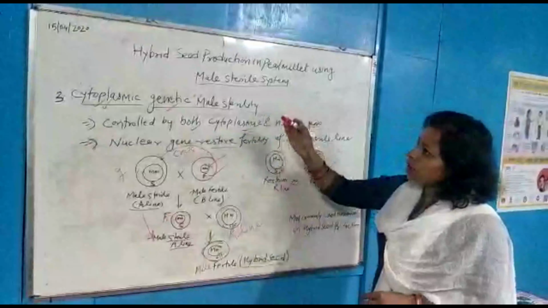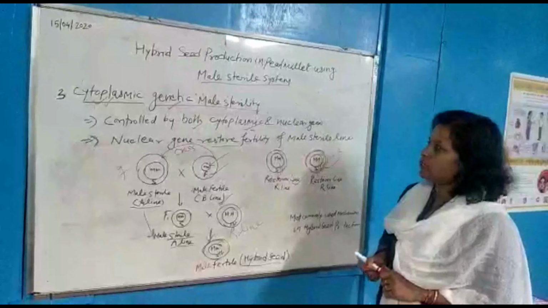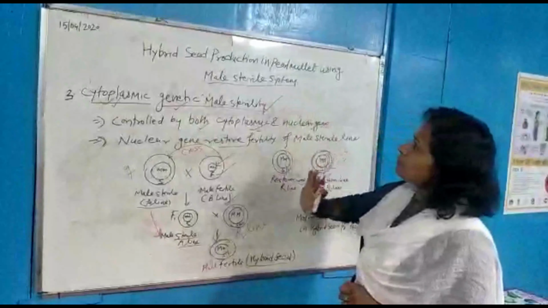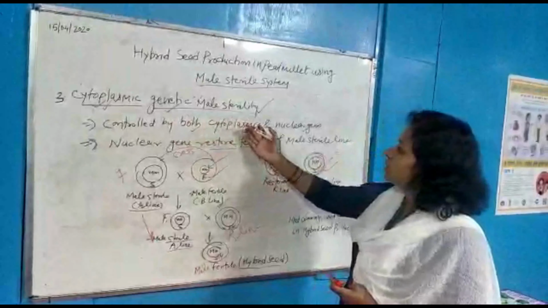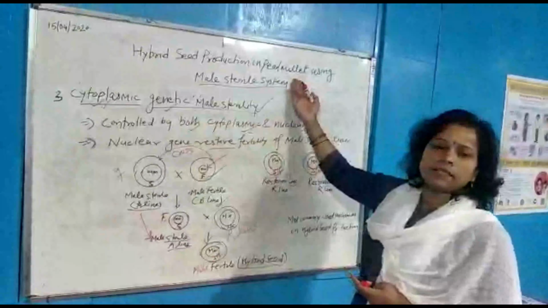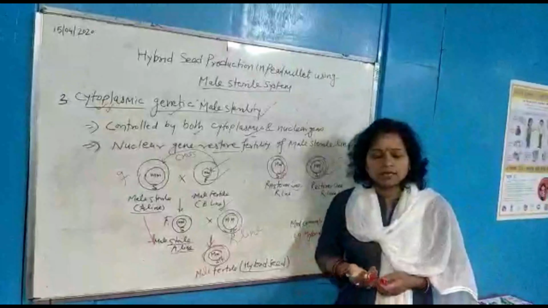So this is all about cytoplasmic genetic male sterility, and in the next lecture we will discuss how we use this cytoplasmic genetic male sterility in the pearl millet crop and how we can get the hybrid seed.